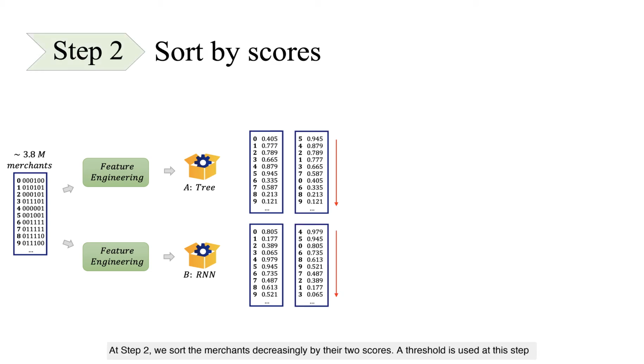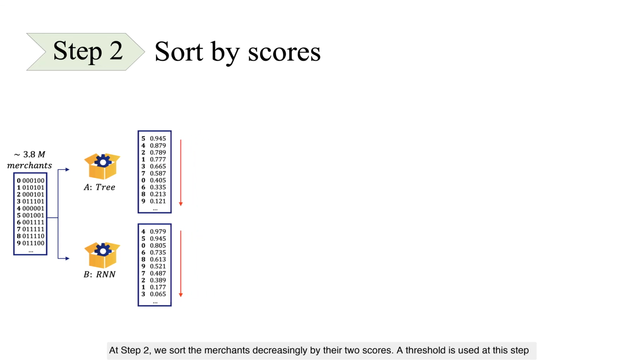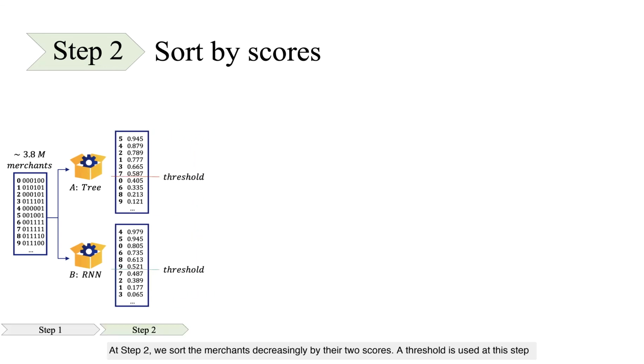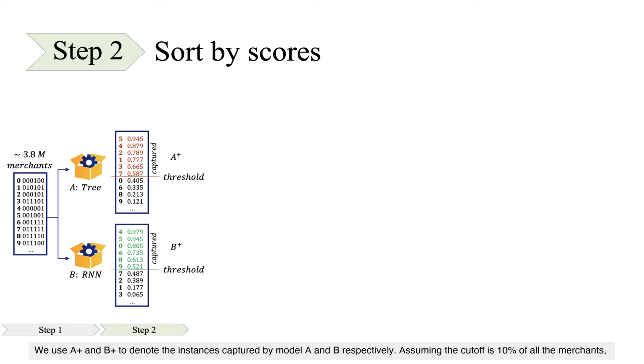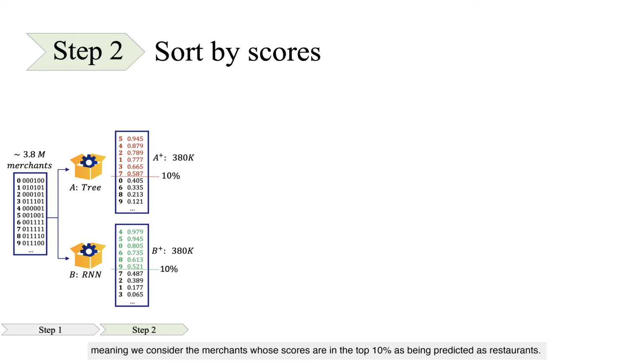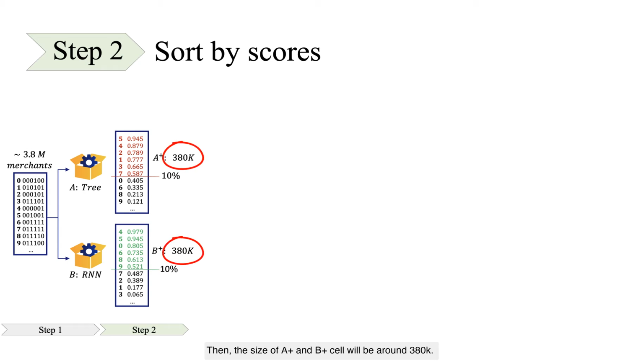At step 2, we sort the merchants decreasingly by their two scores. A threshold is used at this step to decide the score cutoff. Instances with scores above the threshold are captured by the corresponding models. We use A+ and B+ to denote the instances captured by model A and B, respectively. Assuming the cutoff is 10% of all the merchants, meaning we consider the merchants whose scores are in the top 10% as being predicted as restaurants. Then, the size of the A+ and the B+ cell will be around 380K.